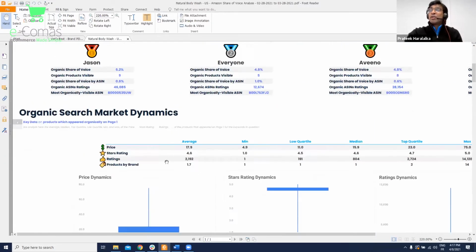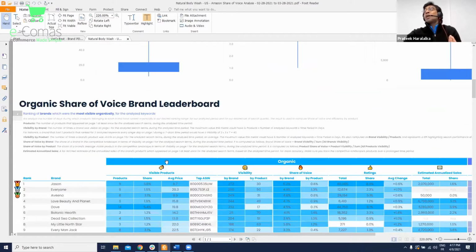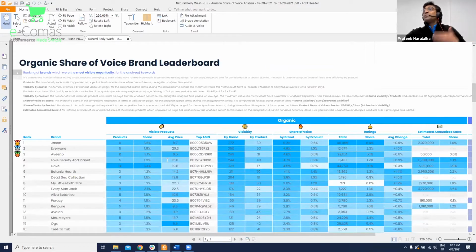On Amazon, the more visible you are, the more you're going to sell, right? So what you want to do is be as visible as possible. We noticed, for example, there were 9 products from a brand called Jason that were visible for these search terms, and these 9 products were cumulatively visible 272 times, the brand visibility. This is you essentially capturing as much visibility as possible.